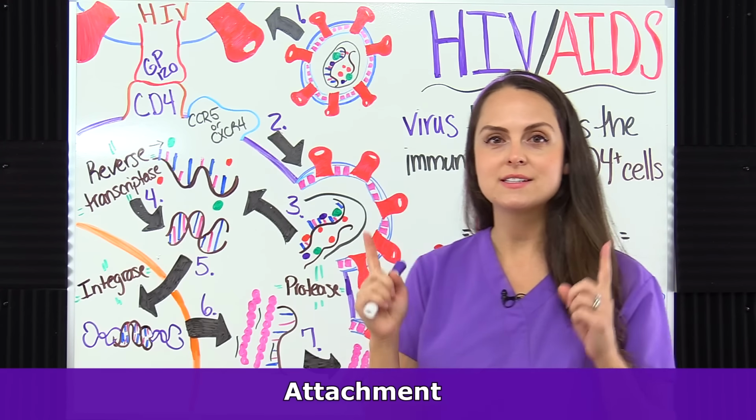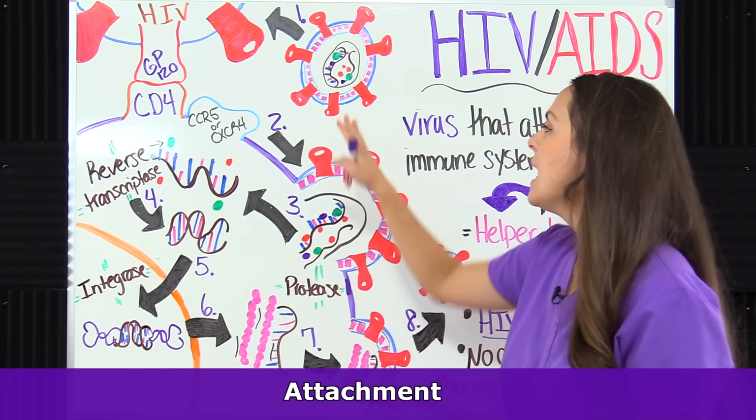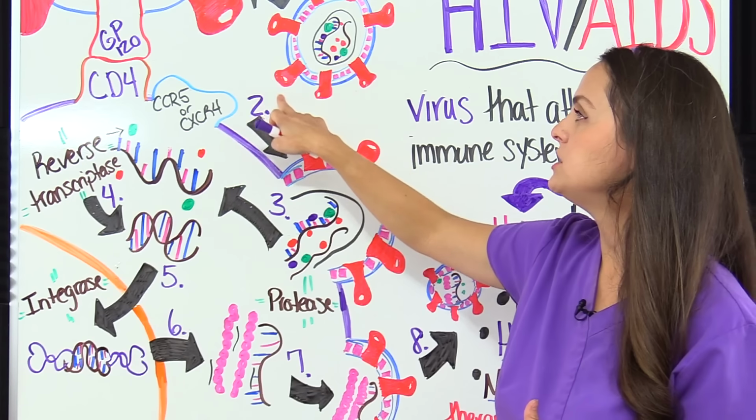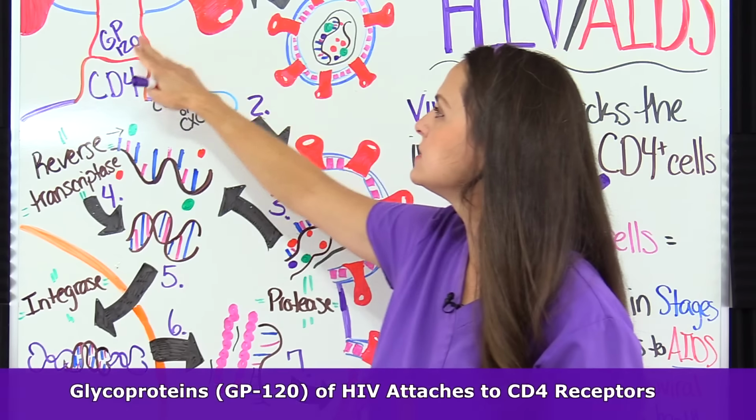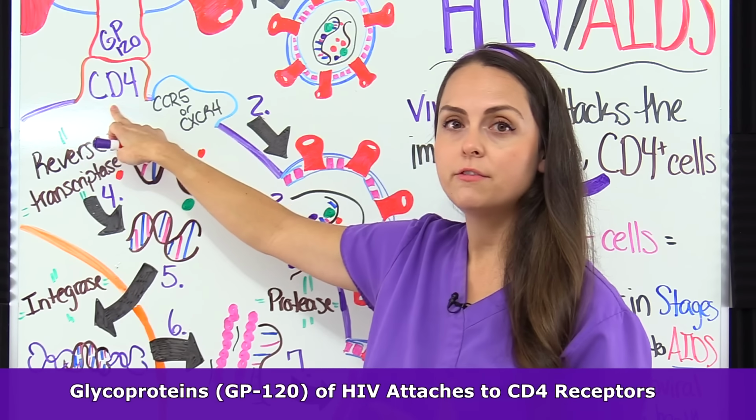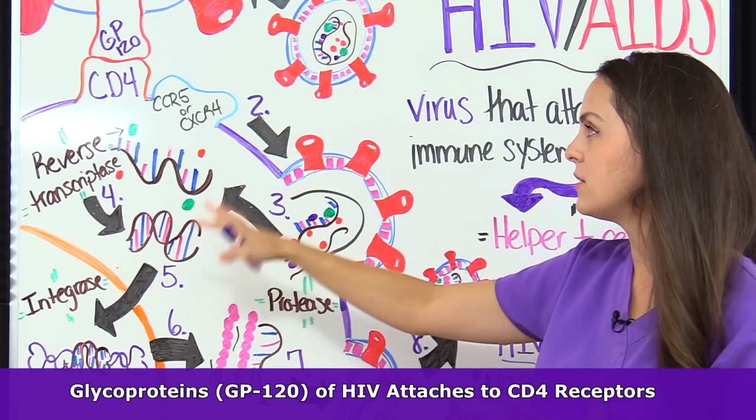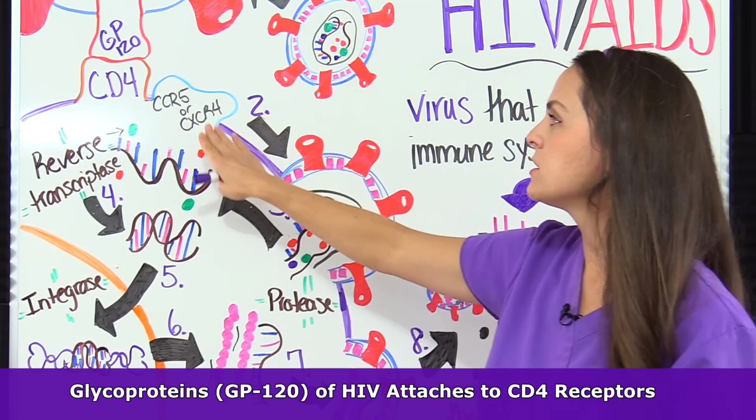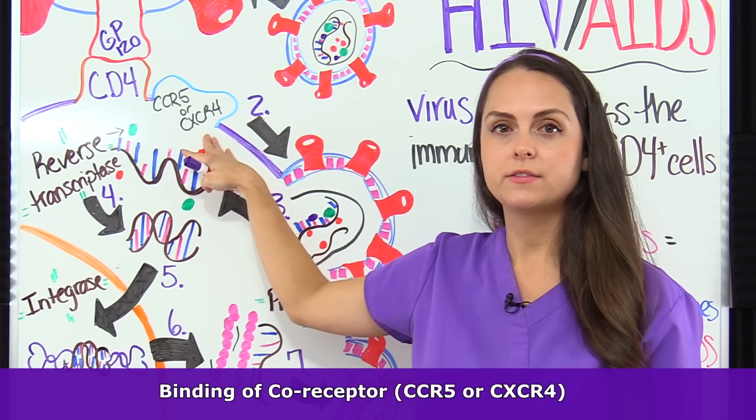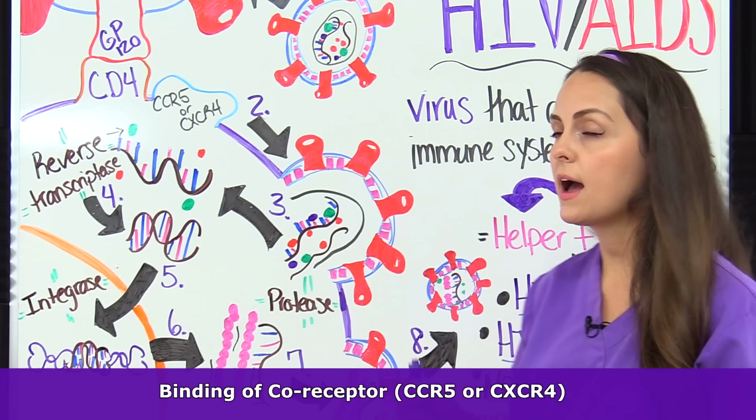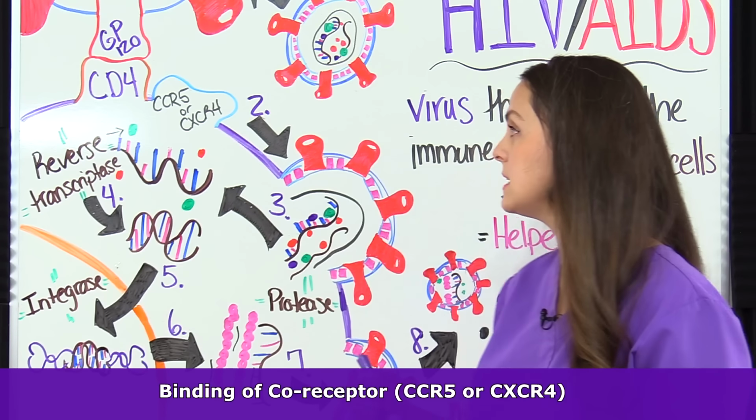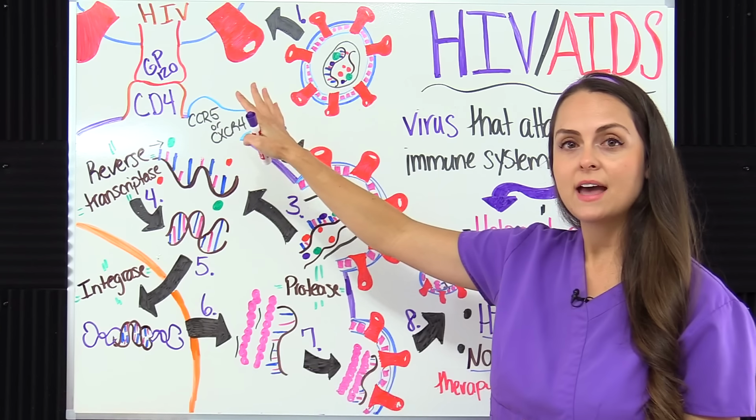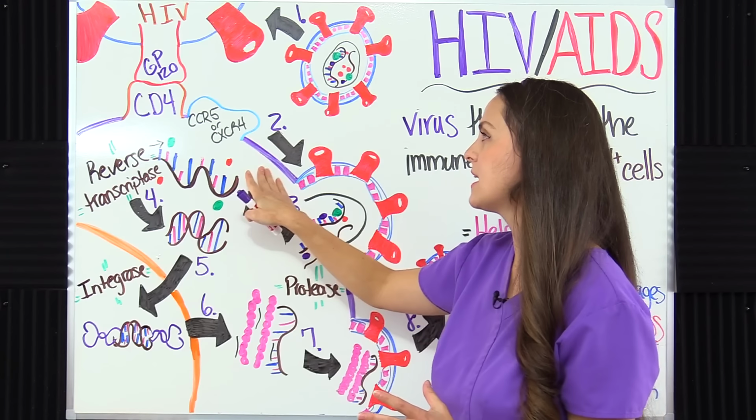So the first step is attachment. What happens is that these glycoproteins, specifically GP120, goes and attaches itself to the CD4 receptor on that cell's surface. Here we have a helper T. Whenever that happens, there's also binding of a co-receptor. This could either be CCR5 or CXCR4. Whenever that happens, HIV has gained entry into the cell.